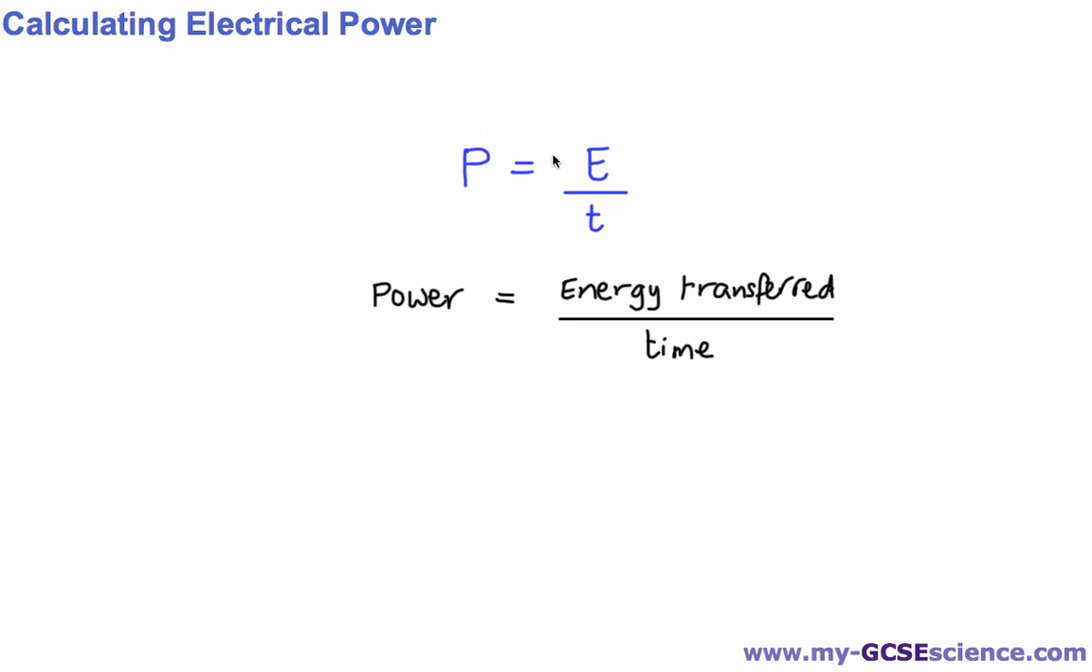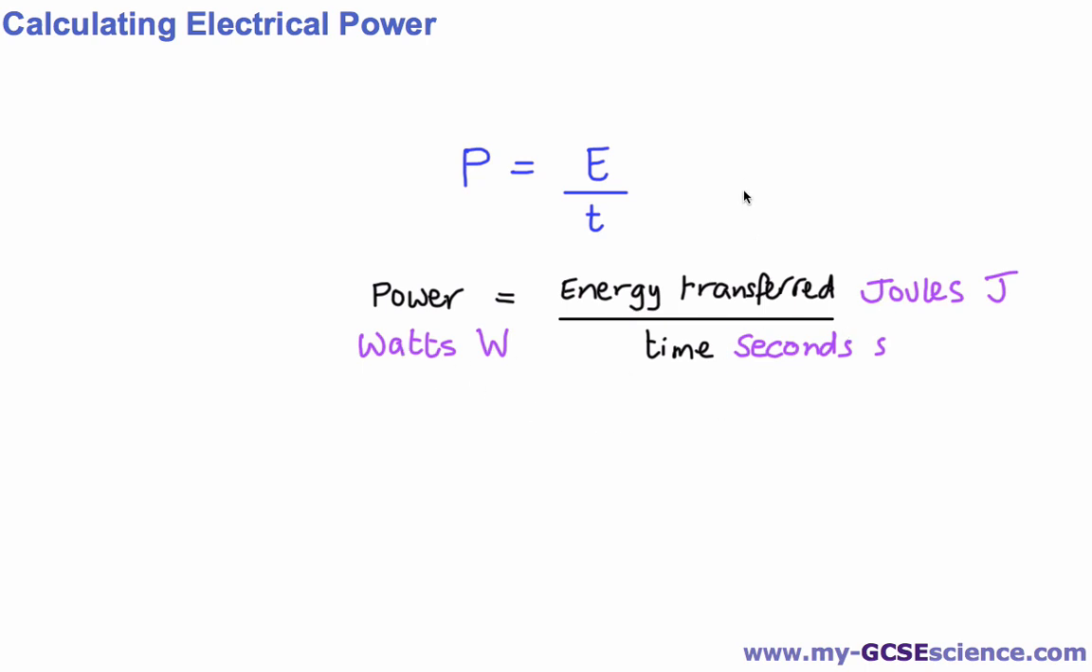Now we have P equals E over T. Power is energy transferred over time, but as we said, we don't have the units given for this formula. So for power, it's watts. Energy transferred, it's joules. And for time, it's seconds, and the abbreviations for those are as follows. So capital W, capital J and small s, and you should actually remember these units because those won't be given to you.